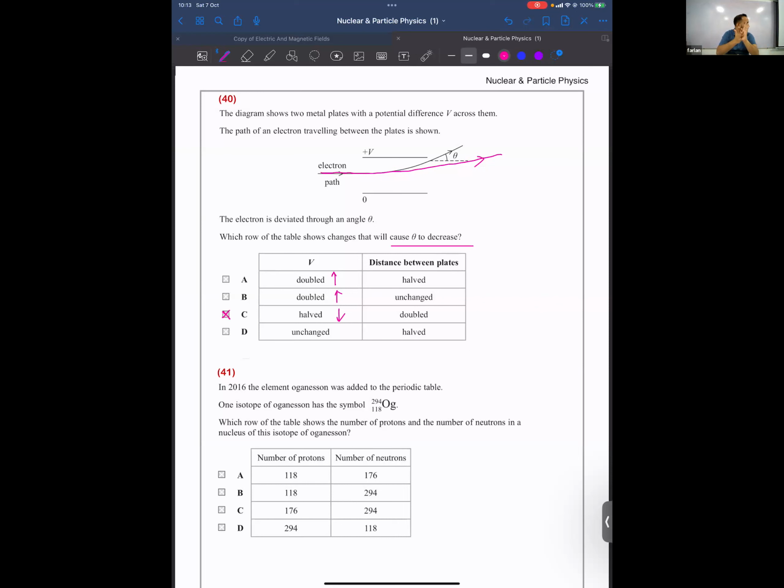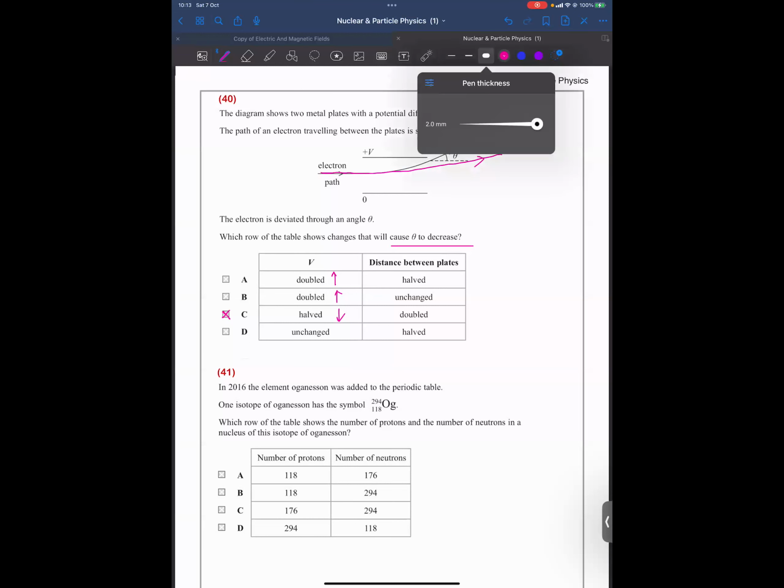Okay. Any questions? Can you exactly explain what's the difference between diffraction and deflection? Now you get it. What is deflection, right? Yeah, I get it. The path getting changed, that is deflection.